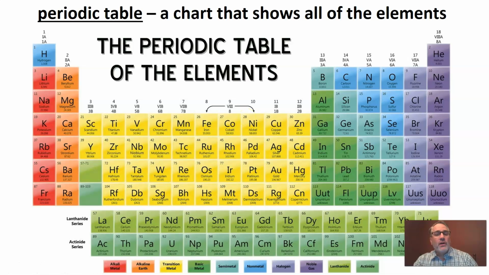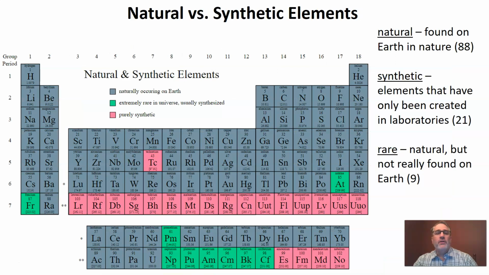Now, while that is a lot of information, there's even more that we can learn about each element depending on where it is on the periodic table. So let's look at that. First off, I want to point out that not everything on the periodic table is what we would call a natural element. Okay, so we have essentially three kinds of elements.